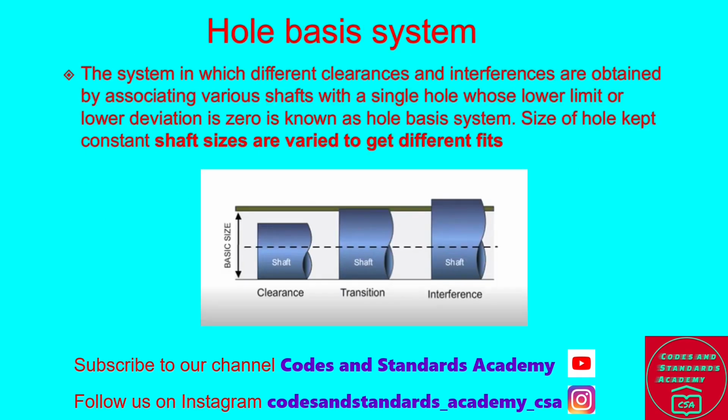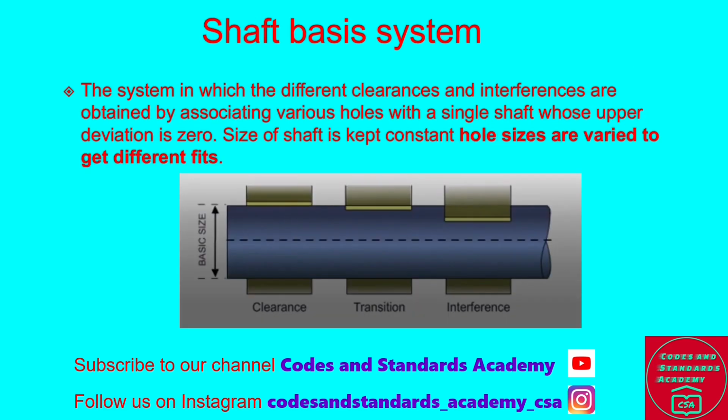The various fits are obtained from two systems. One is a hole based system. In this system, the clearances and interference are obtained by associating various shafts with a single hole whose lower limit or lower deviation is zero. Here, the size of the hole is kept constant. By varying the shaft sizes, we will get different fits. The other system is a shaft based system. In this system, the size of the shaft is kept constant. The size of the hole is varied to get different fits.